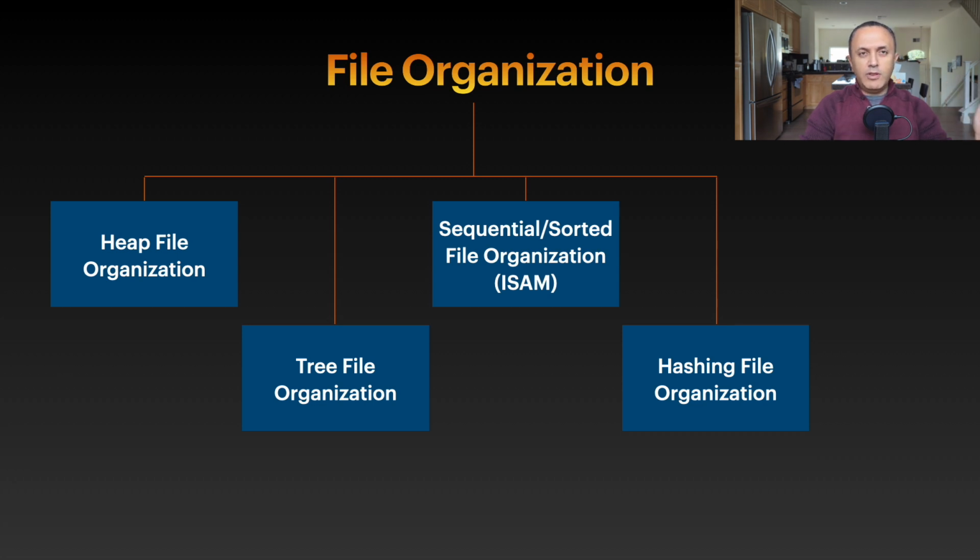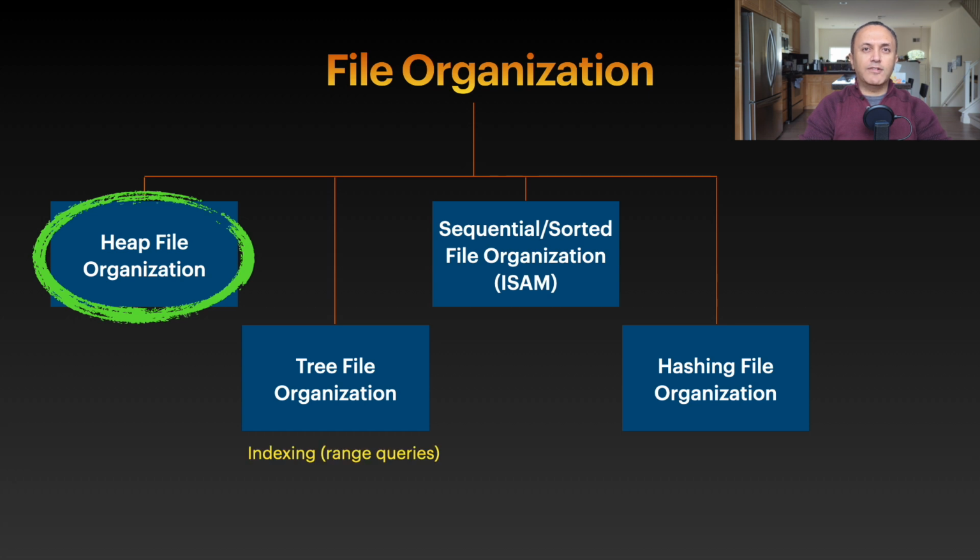The most common one, which is the one that we're going to talk about in more detail, is the heap file organization. This is the one that we usually use to store the data pages. The other ones are used for other things. For example, the tree file organization is usually used for indexes that allow us to do range queries in particular. We're going to talk about that in a separate video.